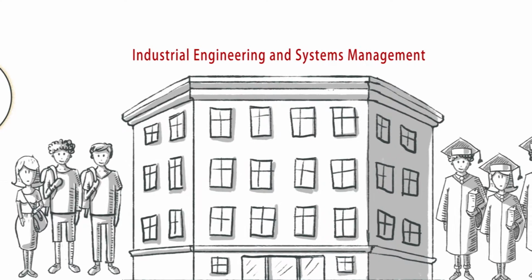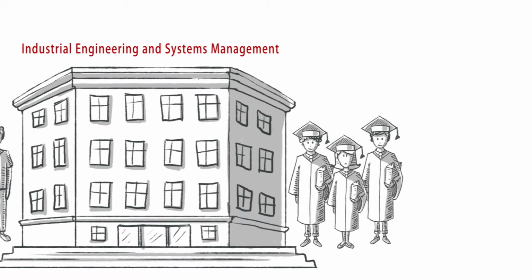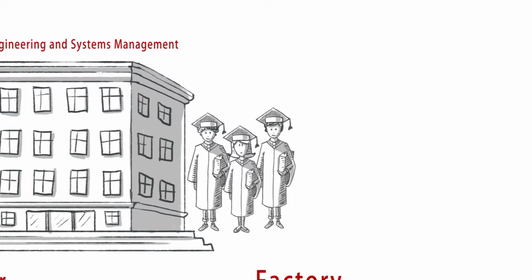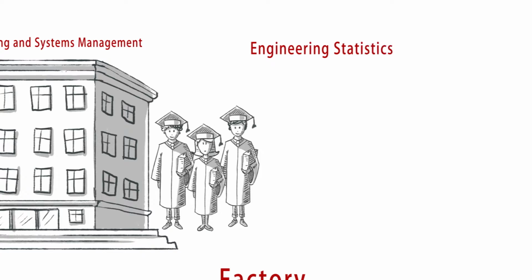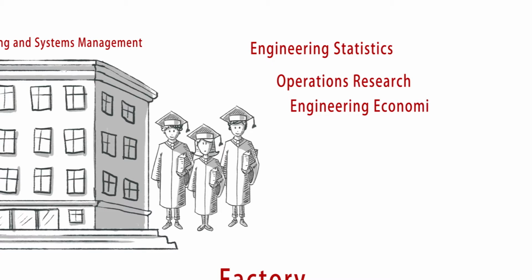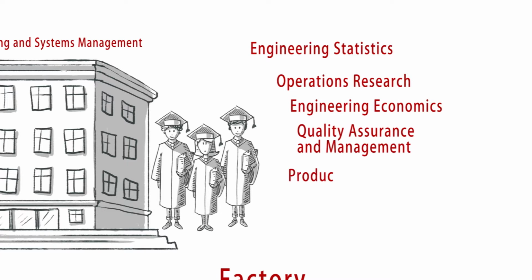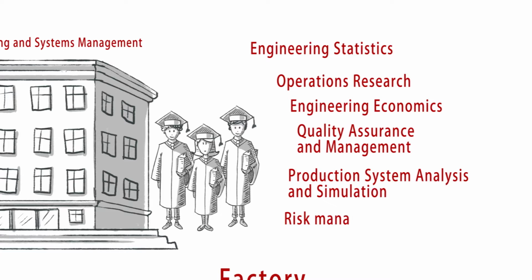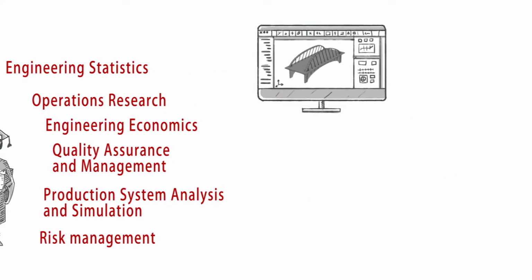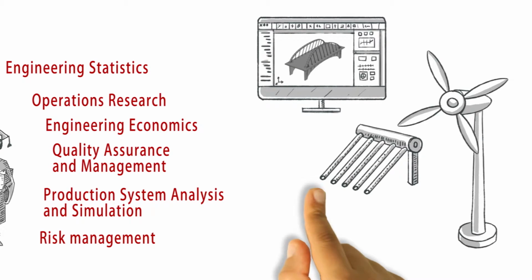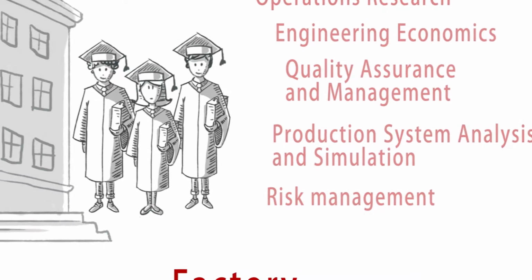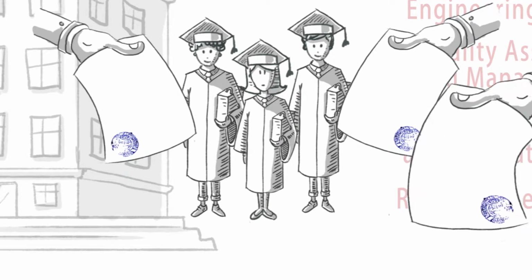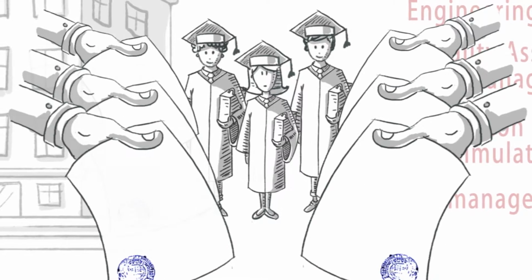It was mentioned already that the field of activity of industrial engineers are complex systems with their characteristic diverse, complex, and frequently changing problems. To be able to discover and solve them, aside from the core industrial engineering courses, which are engineering statistics, operations research, engineering economics, quality assurance and management, production system analysis and simulation, the future engineers studying in the program are also acquiring expertise in minors in business management, computer-aided design manufacturing, energy, and information technology. This combination of knowledge and skills is a good prerequisite for finding a well-paid and interesting job for the alumni of industrial engineering and systems management.